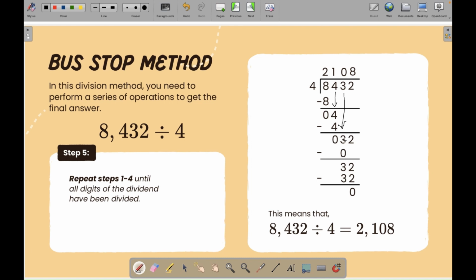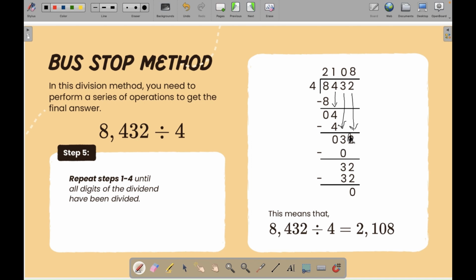Now when this 3 came down, we saw that 3 is smaller than 4. So we'll need one more digit. And when I have one more digit, we add a 0. Now we have 32, right? So 4 8s are 32. So here they have shown the step wherein you write 4 zeros are 0 to get 32, right? This one you can ignore.